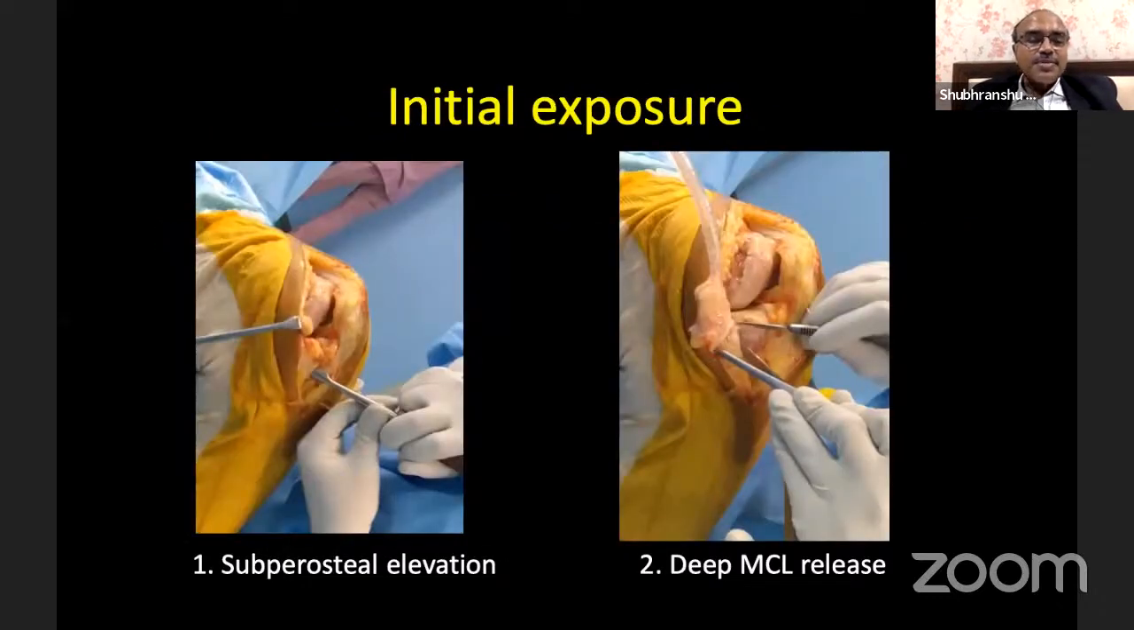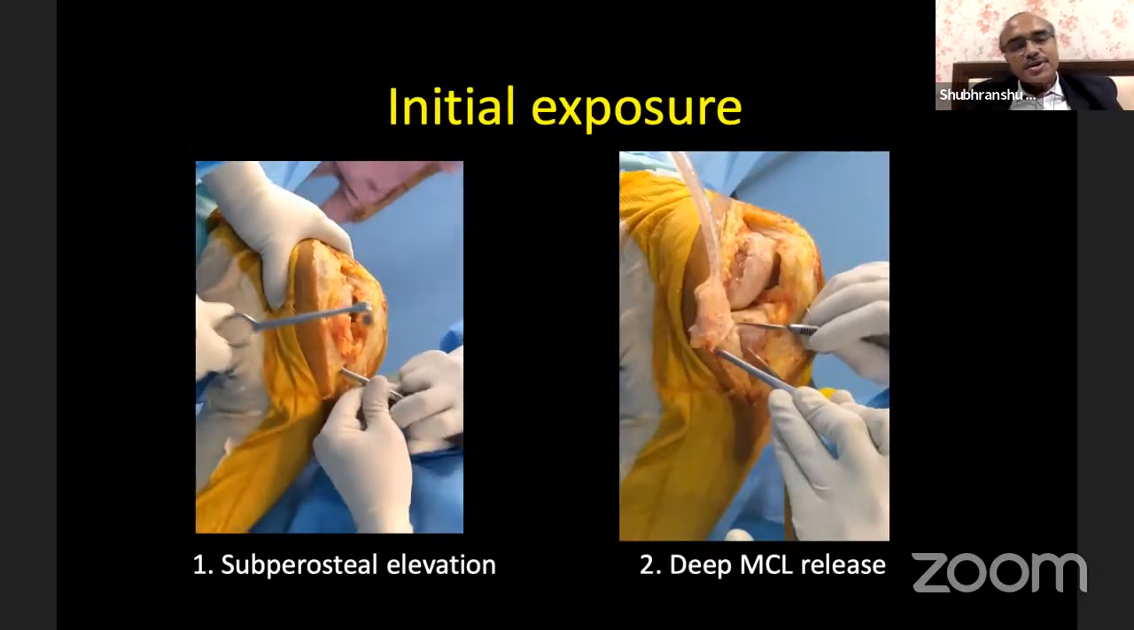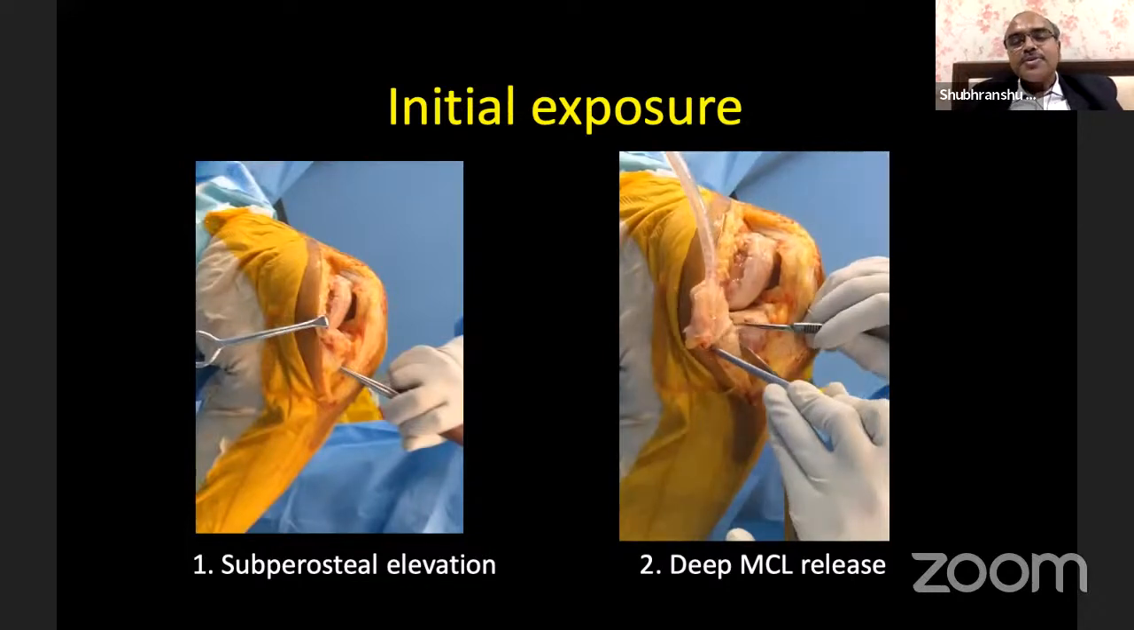Now, the first thing whenever there is a varus knee, you subperiosteally elevate the structures from the upper part of the medial side of the tibia, and that is part of your exposure, so in each and every case you need to do that.